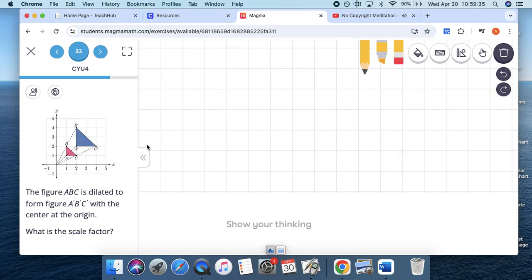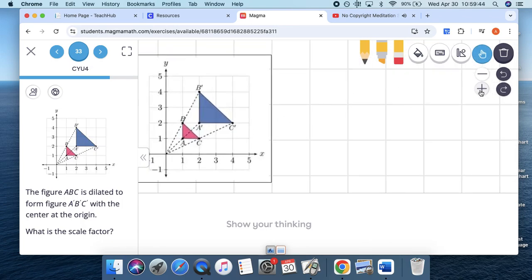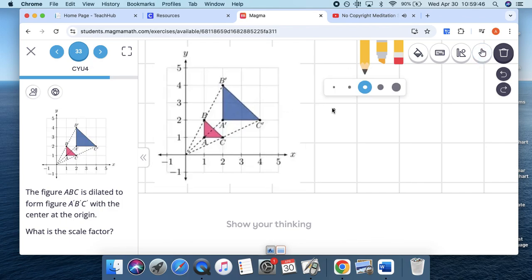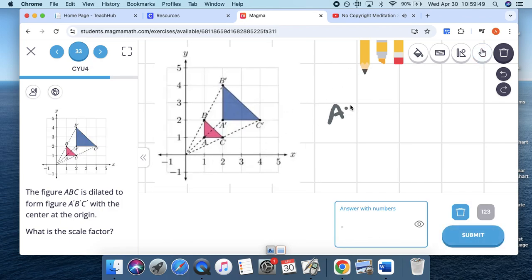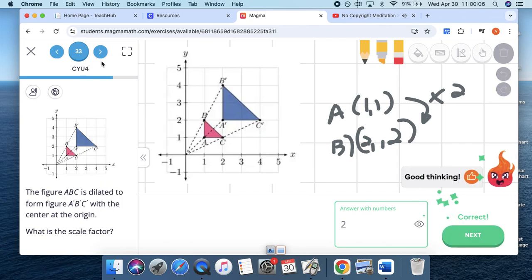So dilation, what's the scale factor? Well, to find the scale factor, we need a point. So let me drag this over here. Pick a point. Pick the easiest point ever. Let's just use point A. So point A is 1 and 1. Point B is 2 and 2. So notice that it's a dilation, but it's an increase, right? So how did 1, 1 become 2 and 2? Obviously times 2. So what is the scale factor? Let's multiply by 2. It's super easy.